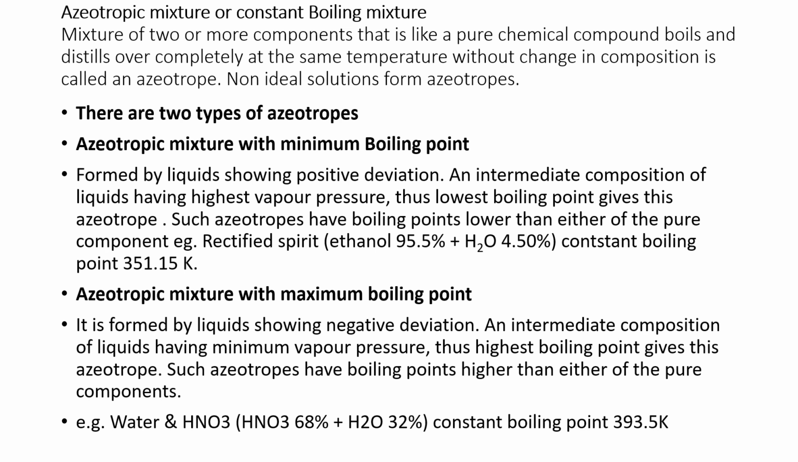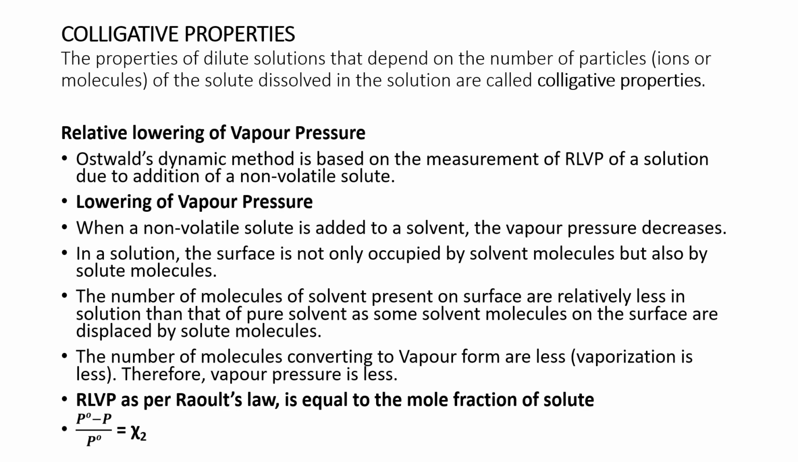Solutions with positive deviation can form minimum boiling point azeotropes, like rectified spirit, 95.5% ethanol and 4.5% water. It boils lower than either pure ethanol or pure water. I've heard of that. And solutions with negative deviation can form maximum boiling point azeotropes, like a specific mix of nitric acid and water that boils higher than either pure component. Constant boiling mixtures. Wild. Okay, this leads perfectly into colligative properties.